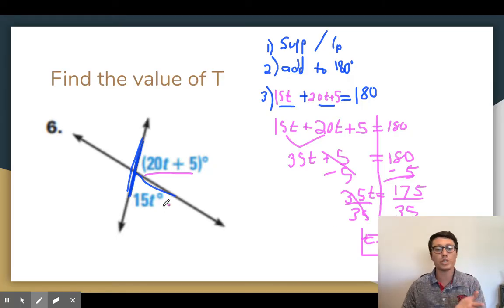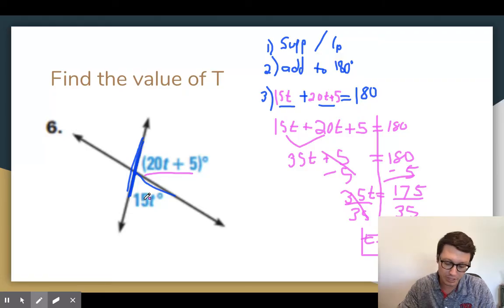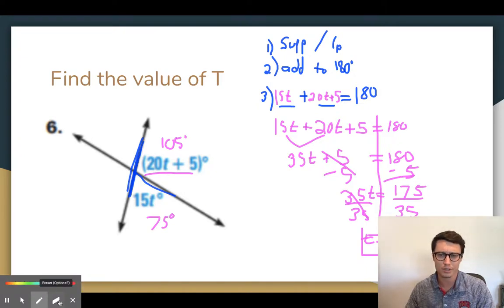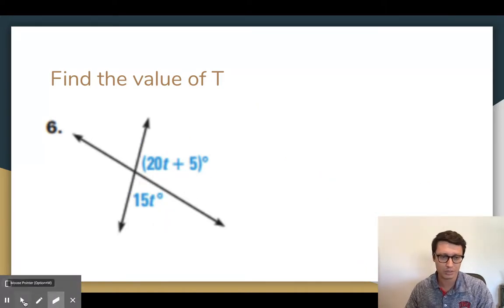Okay, and again, we could check. If we plug 5 into t, 15 times 5, that means this entire angle is 75 degrees. If we plug 5 into t, that's 20 times 5, which is 100, plus 5 is 105. Does 105 plus 75 equal 180? Of course it does, right? So we know we got it correct.